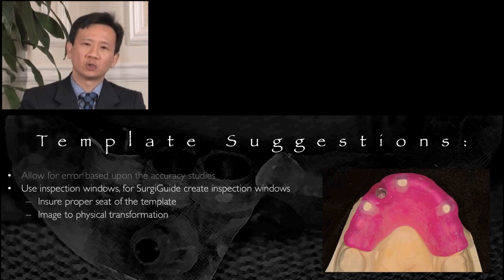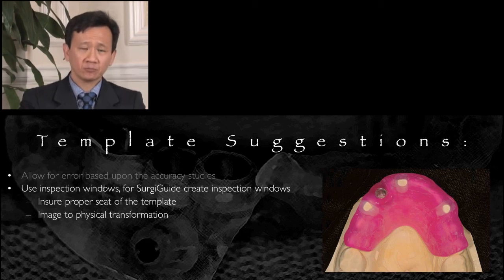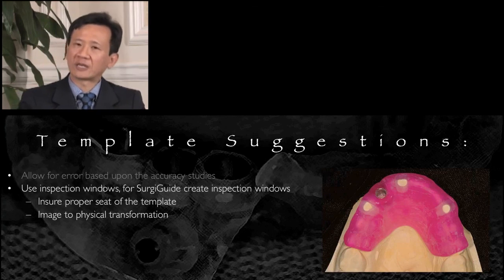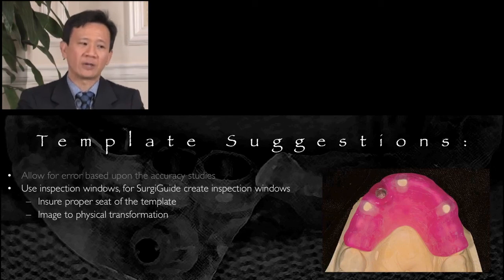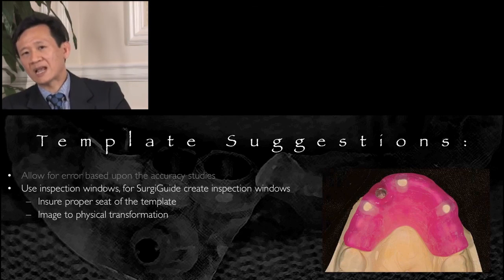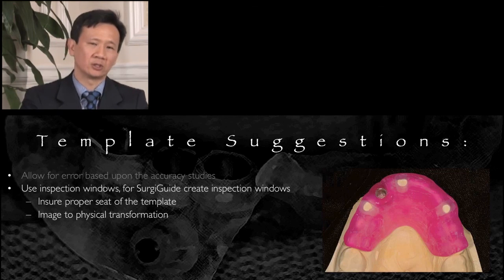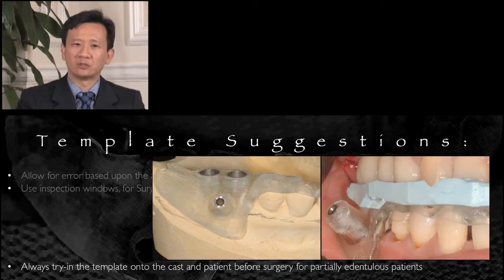We also need to make sure that the template is properly seated. Some of the surgical guides from certain companies do not come with verification windows. My suggestion is to cut the template in certain areas so that you know that you have a precise seat onto the patient. Remember that we need the image-to-physical transformation of the two. How do we transfer that position through the template onto the patient? With an accurately positioned template, which also means that we need to make sure the surgical template properly fits.